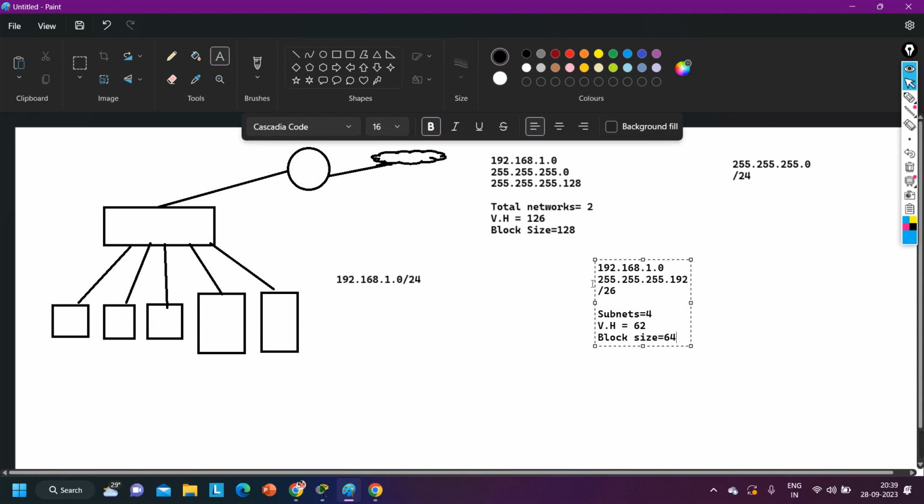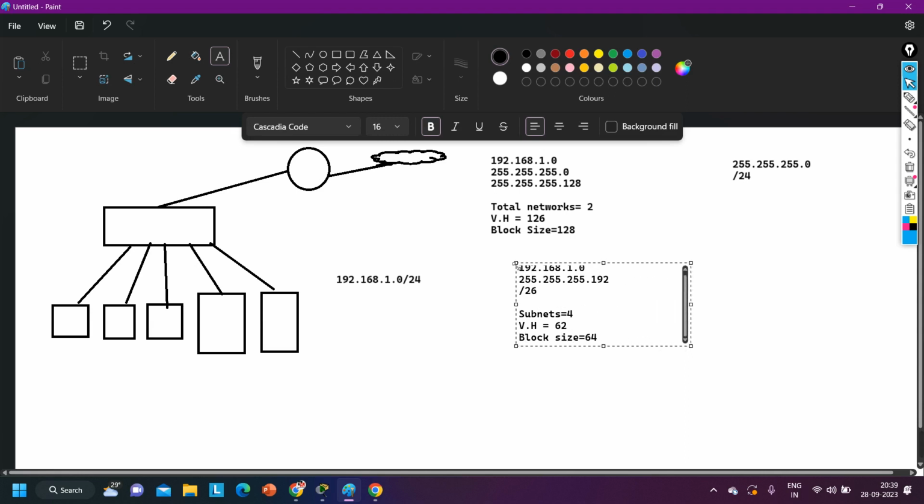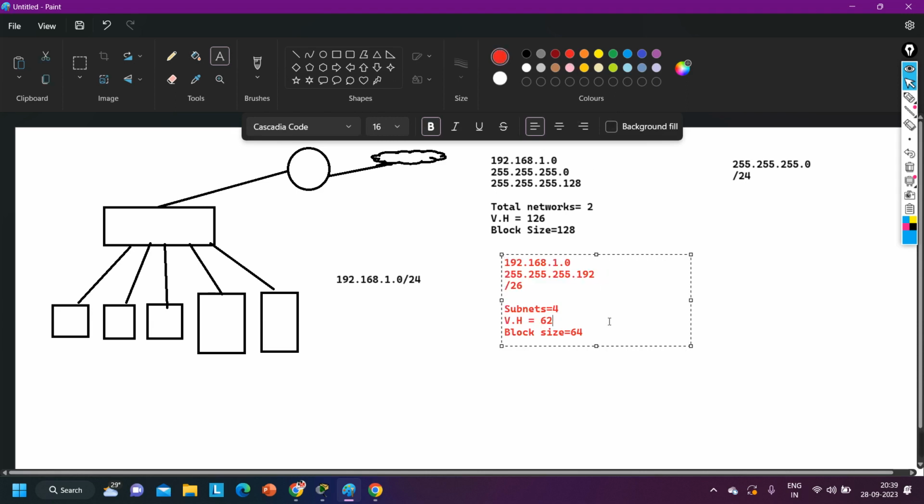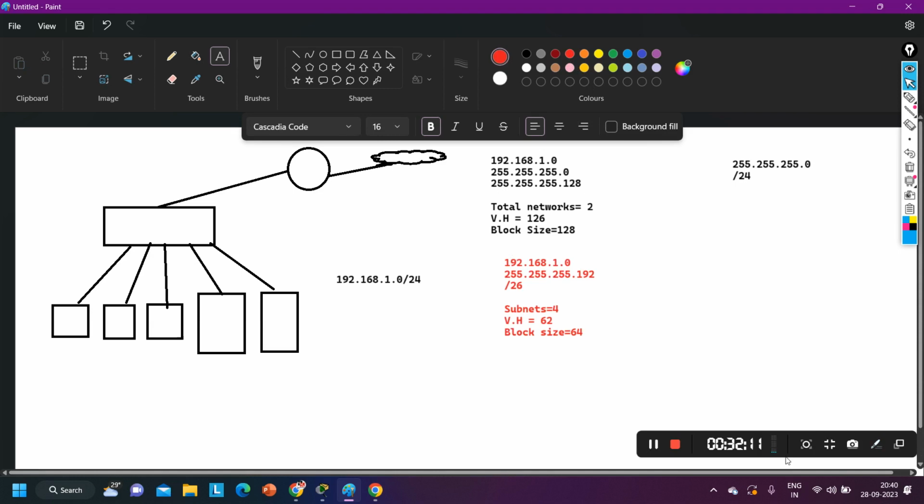If anyone has a doubt in this, please let me know. Praful, I have a doubt understanding the formula, like how we calculate the total number of networks, how we calculate the CIDR value, and the block size. That's why I had a confusion here.